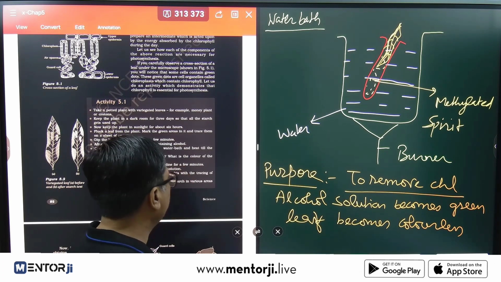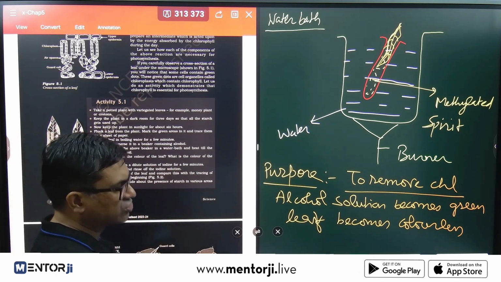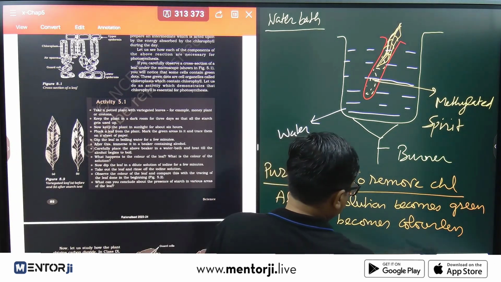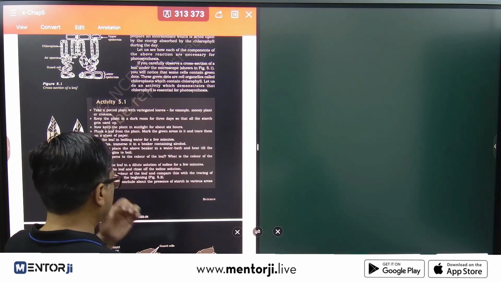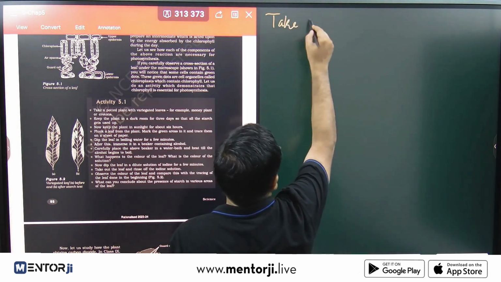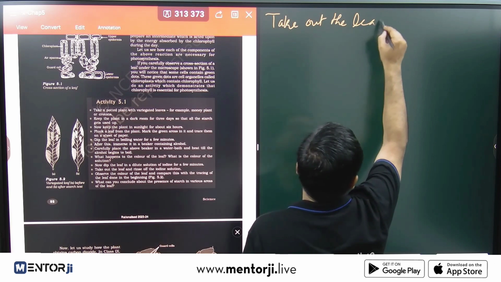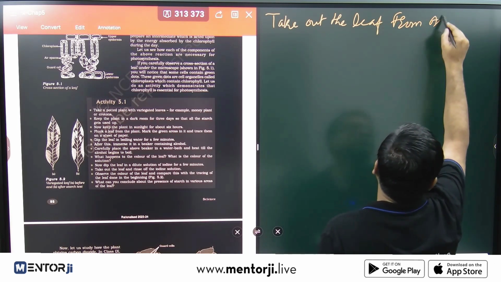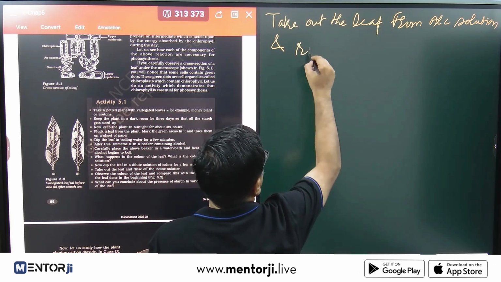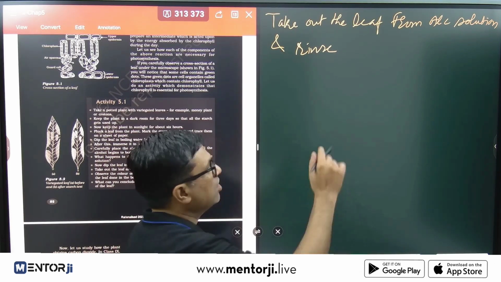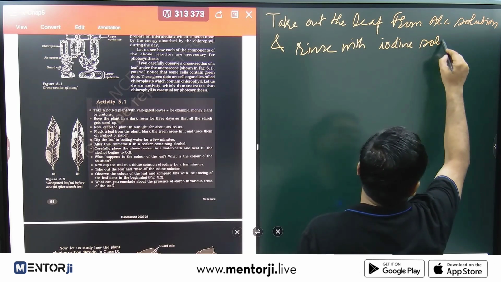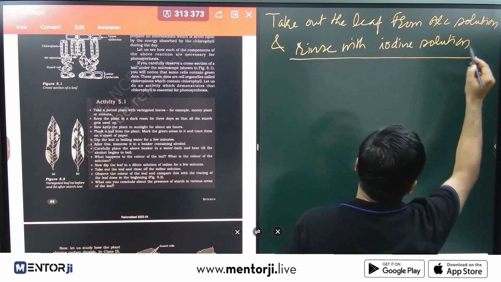As I just told you, the leaf becomes colorless. What is the color of the solution? The solution becomes green. Now what is next? Next, we take out the leaf and rinse it with iodine solution. Take out the leaf from the alcohol solution and rinse, which means wash, with iodine solution. We wash this with iodine solution.